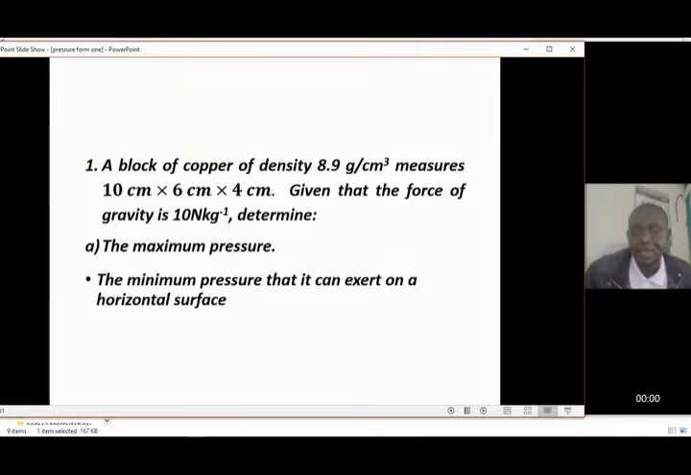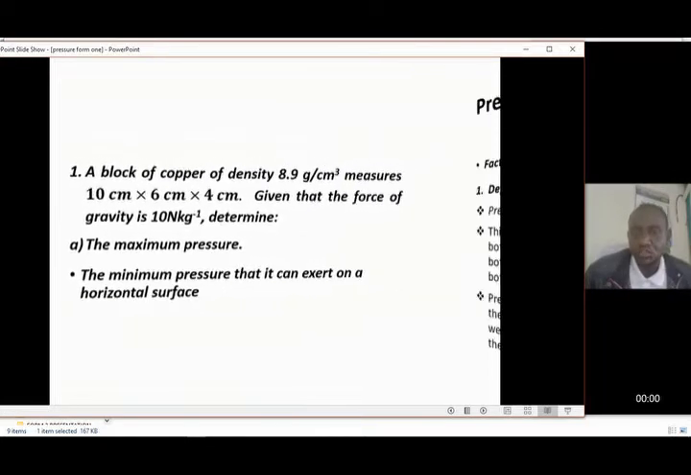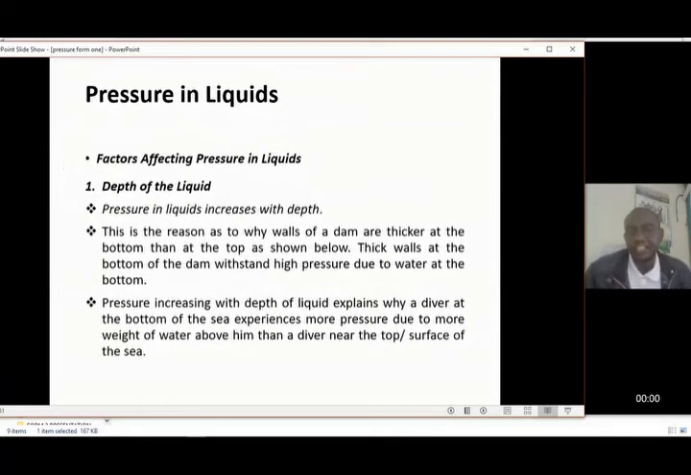Having done pressure in solids, we need to move to pressure in liquids. But I wish you would do all the assignments of pressure in solids. And if you have a way of storing the clip, you watch the next lesson on pressure in liquids. But if you are able to watch the two clips at the same time and understand, no problem. You can replay.